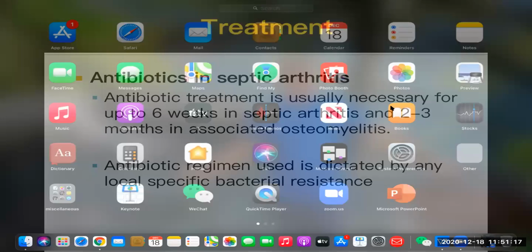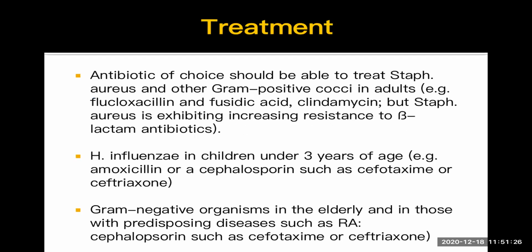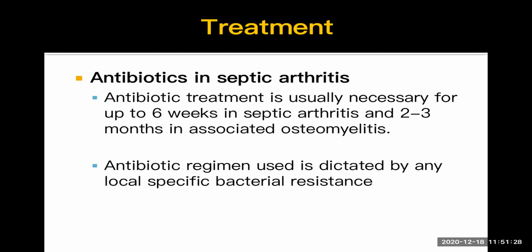Now, we already talked about antibiotic treatment is usually necessary for up to 6 weeks in septic arthritis and 2 to 3 months in associated osteomyelitis. Osteomyelitis even for 2 to 3 months. Now, there are certain age groups where osteomyelitis and septic arthritis can occur together, especially in very young children. So they may be given a bit longer type of treatment. An antibiotic regime used is dictated by any local specific bacterial resistance.